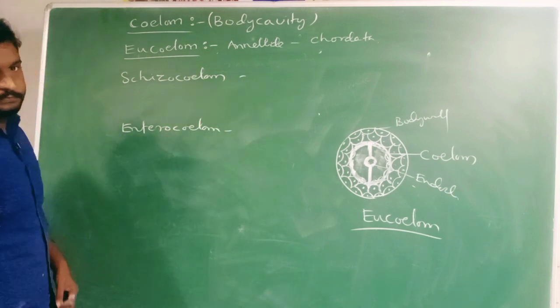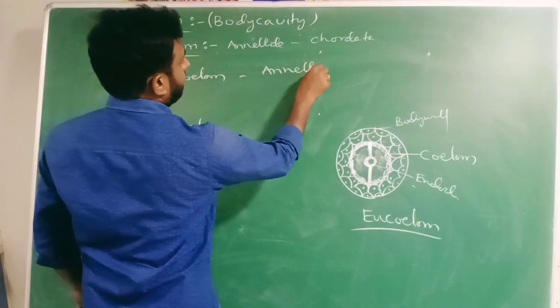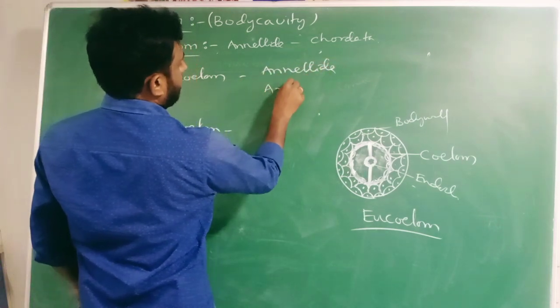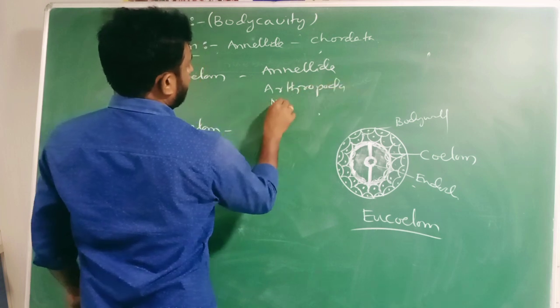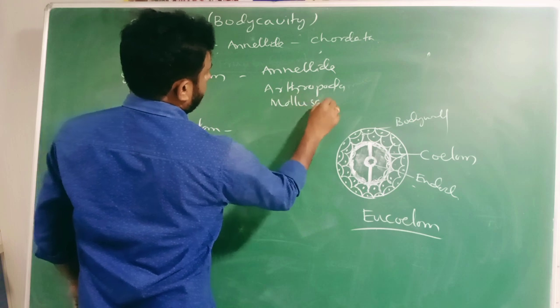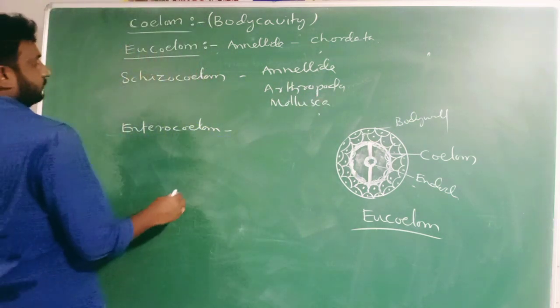Schizocoelom and enterocoelom. Schizocoelom is seen in the Annelida, Arthropoda, and Mollusca.